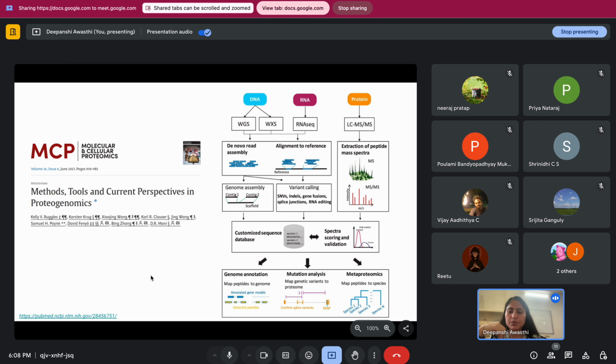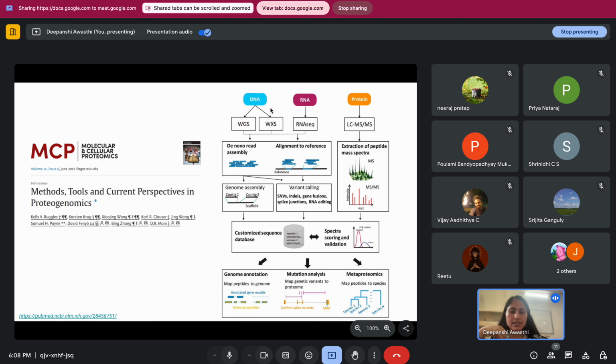There are certain papers which are related to proteogenomics. One such mini review is by Kelly Ruggles, whose lecture I think you have also gone through. In this paper they have talked about the current perspective in proteogenomics, and this was published in 2017. They are telling how different samples of the macromolecules, the DNA, RNA and proteins, are taken, and what kind of functionalities can be performed on them, what kind of information can be obtained.